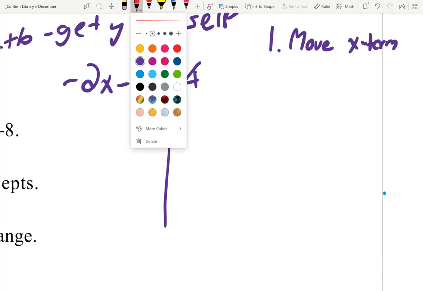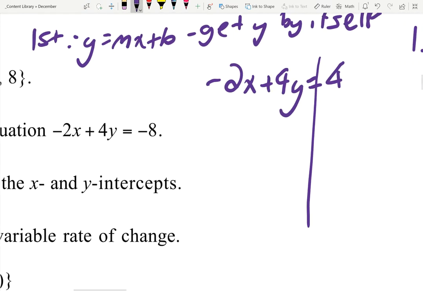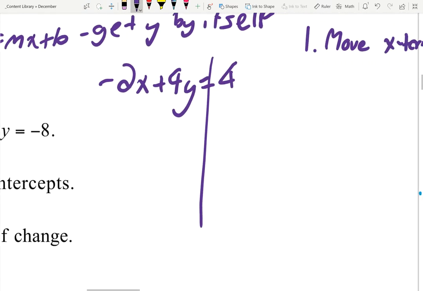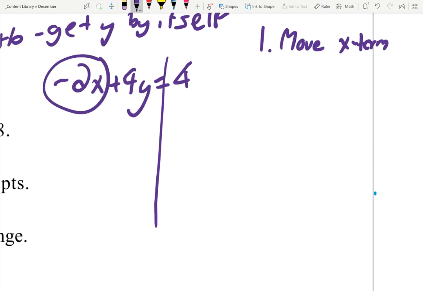Did I just delete part of the thing? Hold on, let me go back. Was it a plus 2x? It was. Okay, so it had that, or plus 4y. There we go. All right, so that's what I'm doing. I'm going to move this x term, this negative 2x. I'm going to get rid of this first.